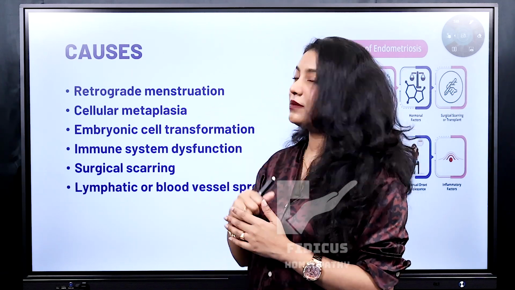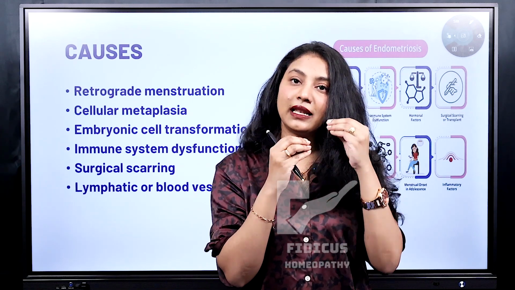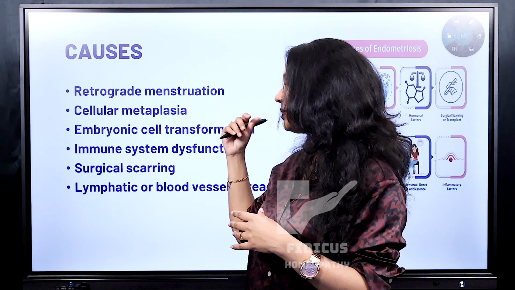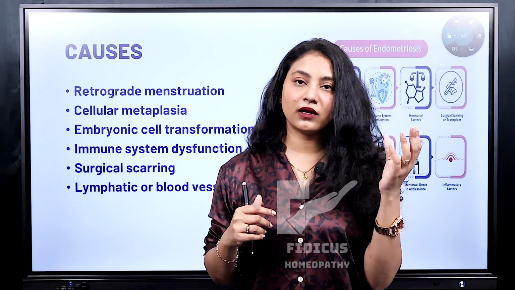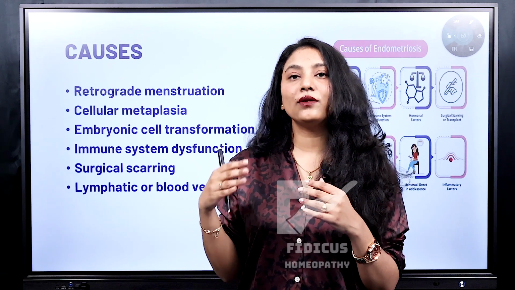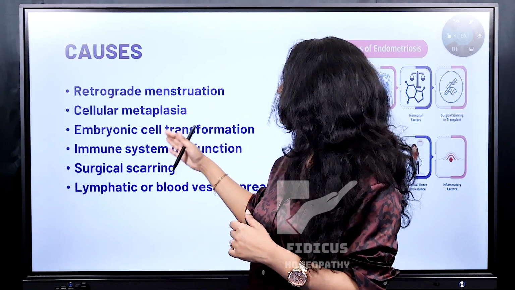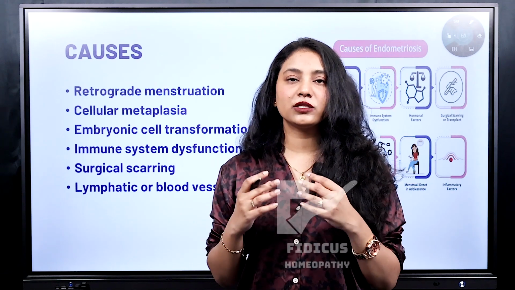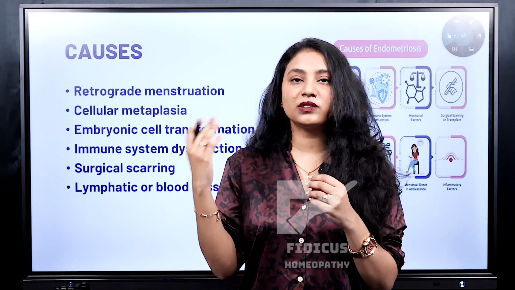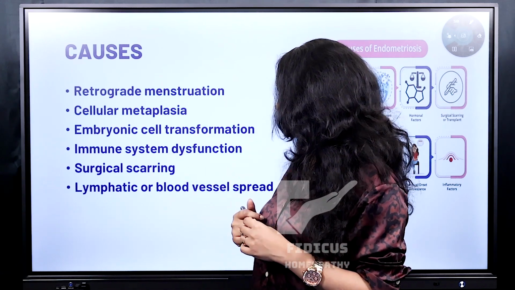Then cellular metaplasia, that means a certain kind of cell, for example, cell A, is converted into cell B. That is called cellular metaplasia. If any cell in your pelvic tissue is converted into endometrial tissue, then that is a type of cellular metaplasia. Embryonic cell transformation. The cells which are responsible for the formation of your whole reproductive system can also transform into endometrial tissue, and that is called embryonic cell transformation.